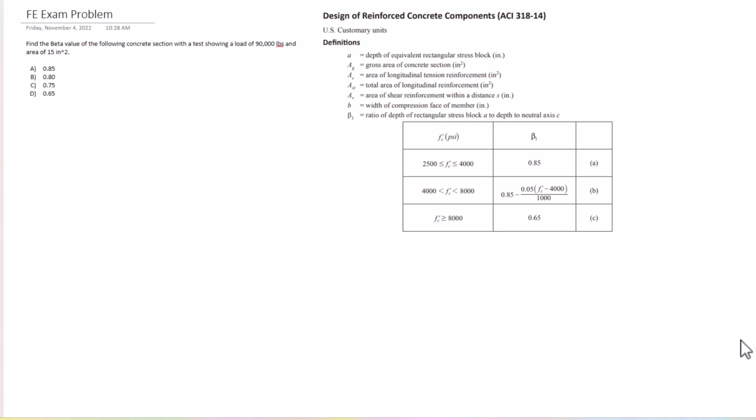Anyways, let's get into the problem here. So the statement is, find the beta value of the following concrete section with a test showing a load of 90,000 pounds and an area of 15 inches squared. So I have the excerpt here on the right from the FE manual.